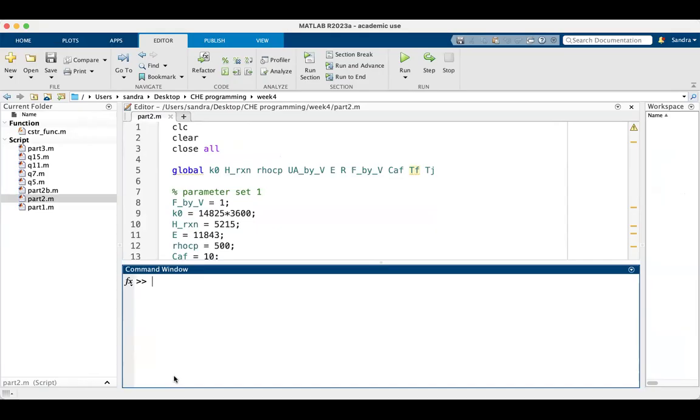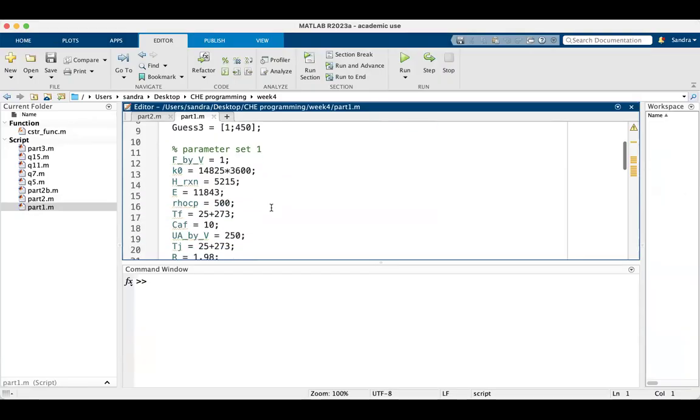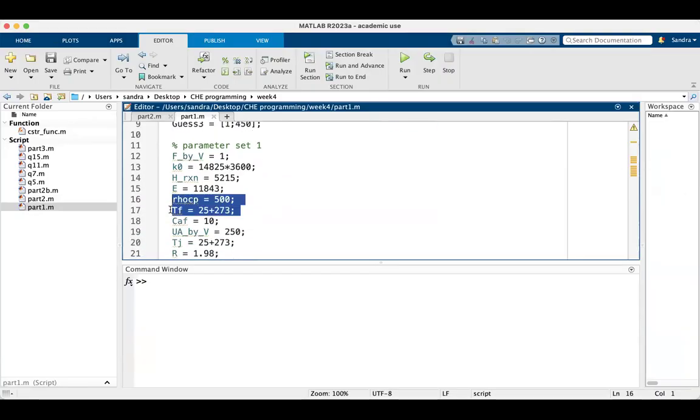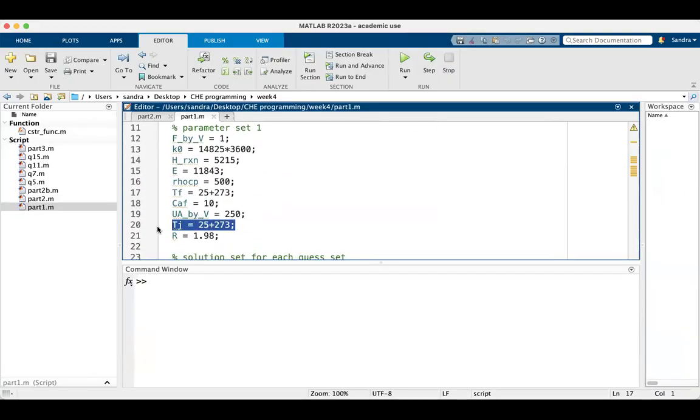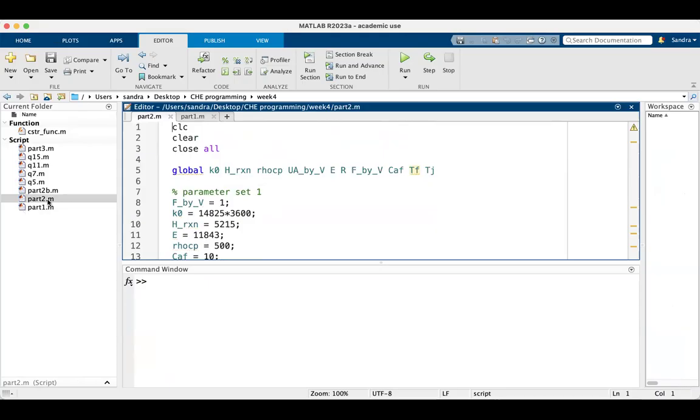So how do you do it? Just once more, I'll show you part one. In part one, TF, the feed temperature, was fixed, and TJ was also fixed to a certain value. Now you can't be fixing it, but you need to vary that so that your steady state temperature and steady state concentration keep on changing.